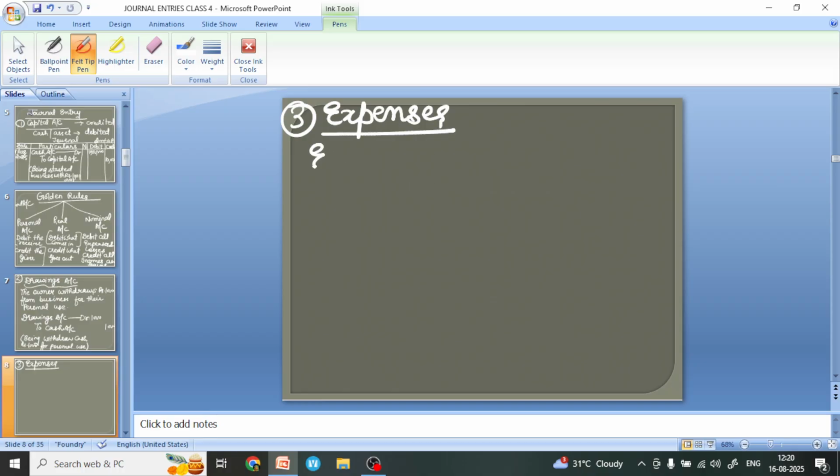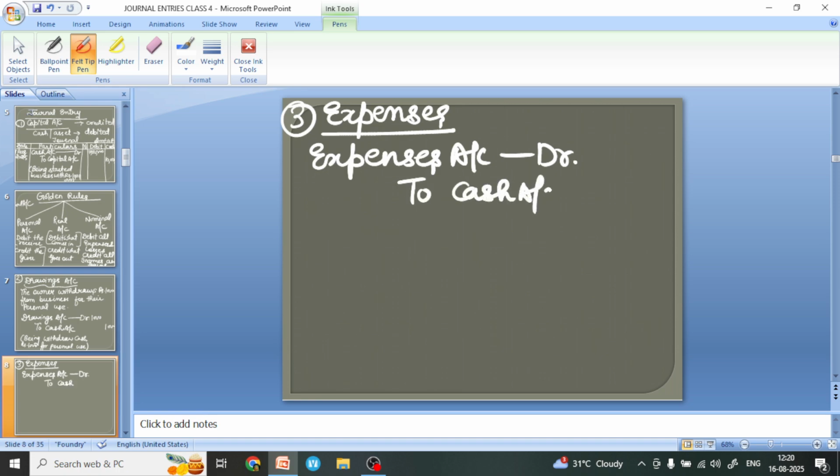Entry will be expenses account debit to cash or any other form. If you give a check, then we will pass it here to bank account. This is the entry of expenses.